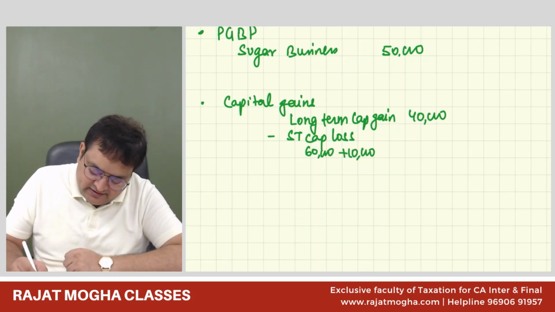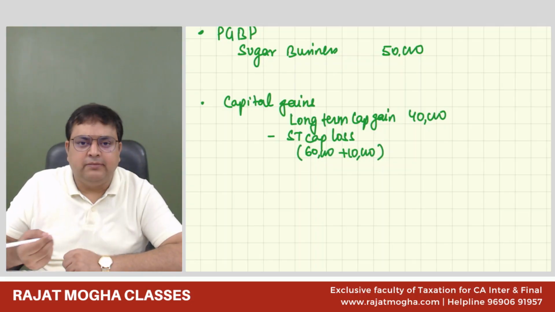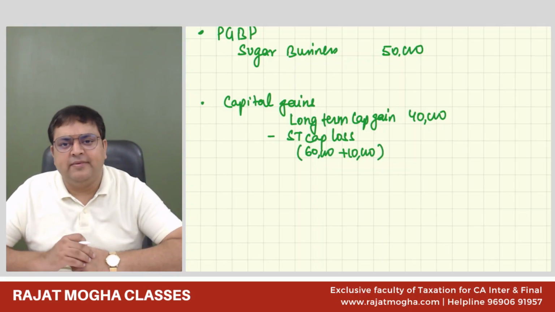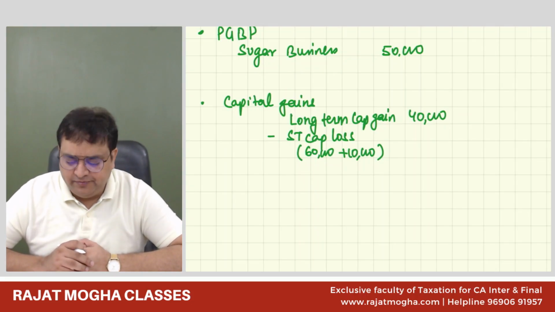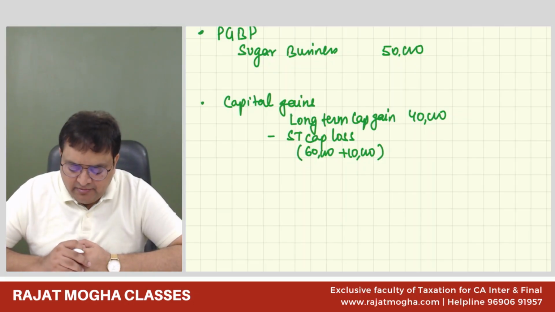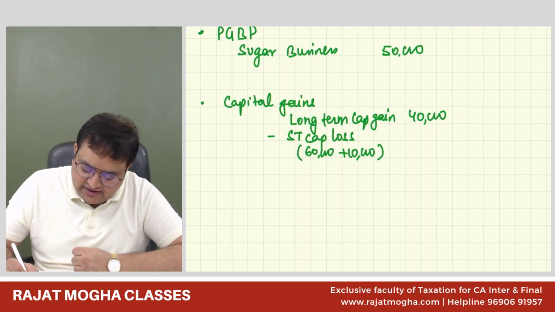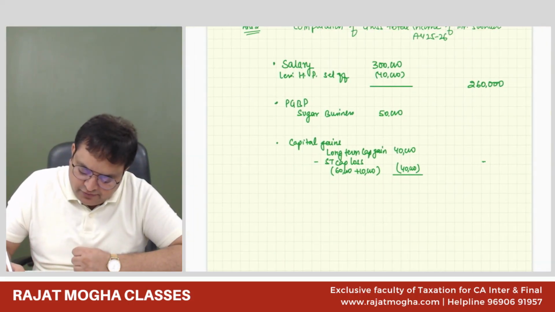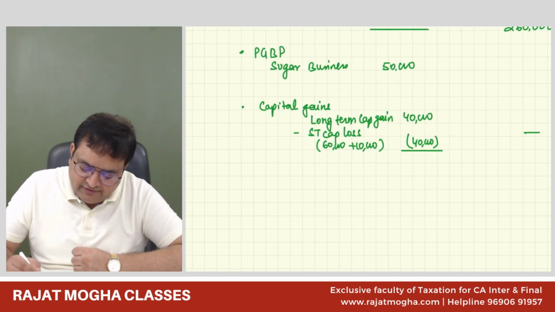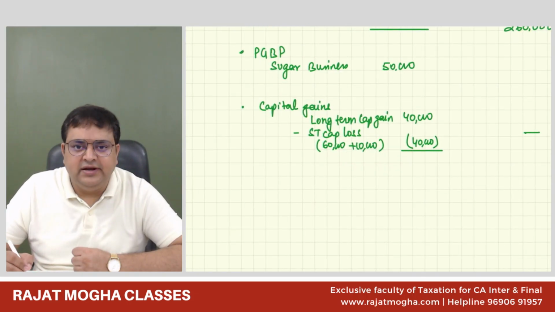So whether it is from other short term or it is 111, it does not matter. It's a short term capital loss only, 70,000 rupees. So 70,000 I'll not be able to set off. Maximum we can set off only 40,000. And my capital gain will become 0. And out of 70, 30,000 needs to be brought forward.